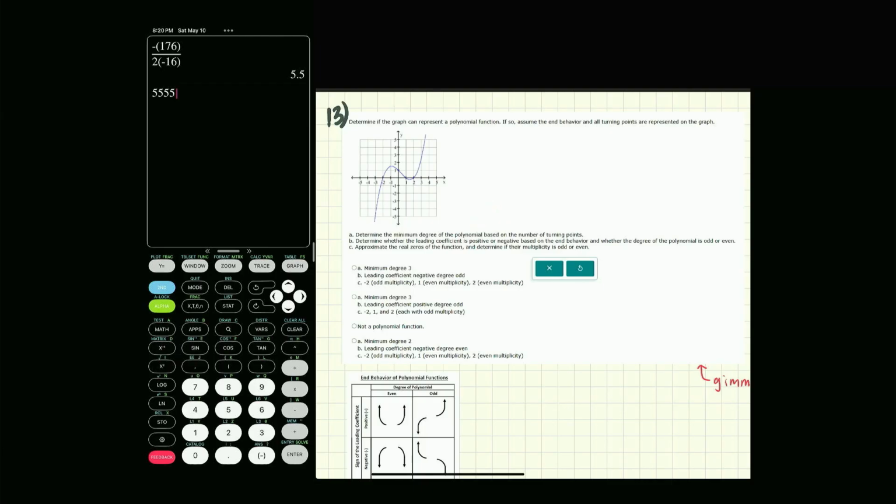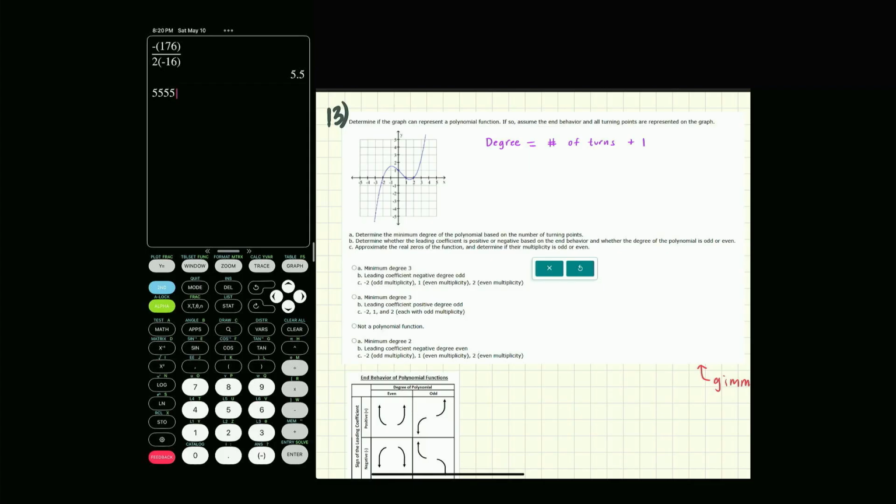So for this, we need a very simple formula. You should have this on your cheat sheet. Very simple formula to find the minimum degree, and that is the degree is equal to the number of turning points, or number of turns, plus 1. That's super important. Don't forget the plus 1.